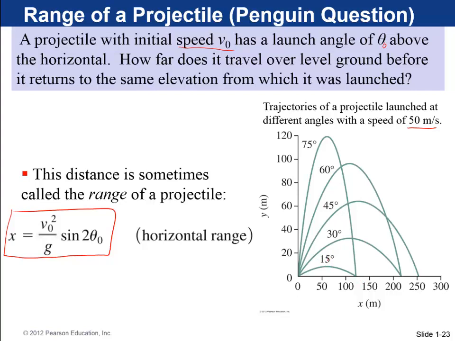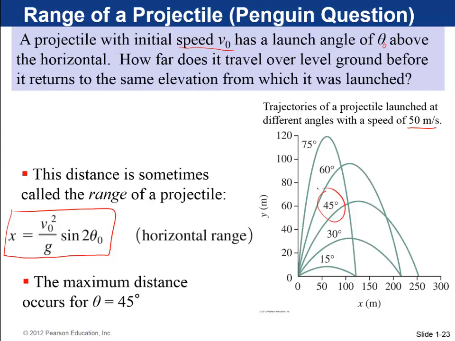15 degrees, 30 degrees, 45 degrees, 60 degrees, and 75. So if you launch it at a low angle, it hits the ground really soon. If you launch it at a high angle, it has a large hang time, goes in the air for a long time, but if you go too high up, it just doesn't have as much x component of its velocity, so it doesn't go as far. And it turns out the maximum range happens at an initial launch angle of 45 degrees. So that's the answer for the penguin.